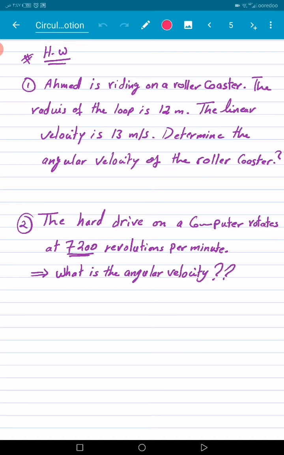Number 2: a hard drive on a computer rotates at 7200 revolutions per minute. What is the angular velocity? Try to solve these problems, and we will discuss them next lecture. I hope that you can solve them. Try to solve. Don't worry about mistakes. The mistakes we can discuss, and you learn from your mistakes.